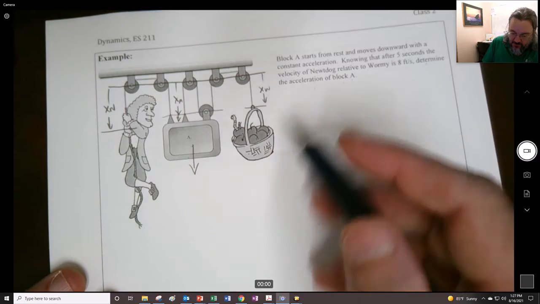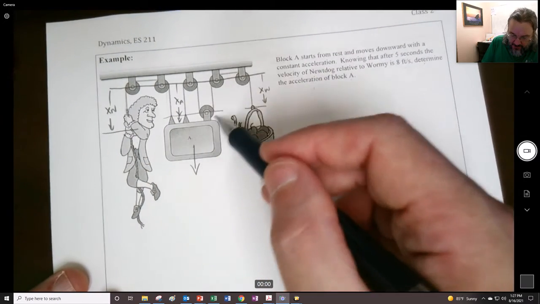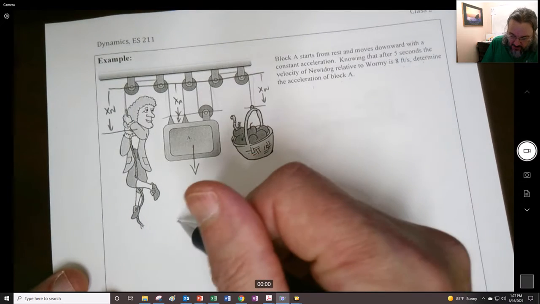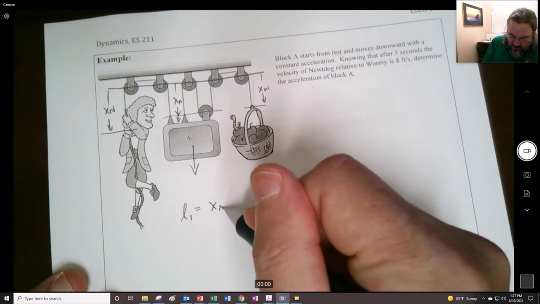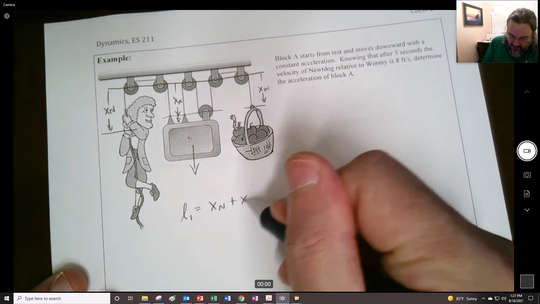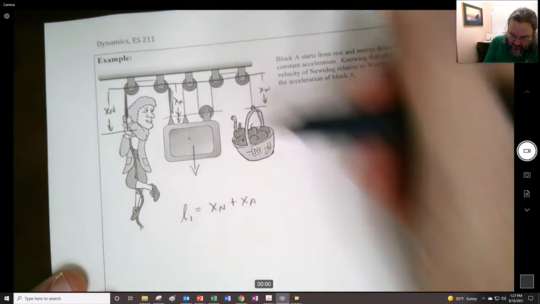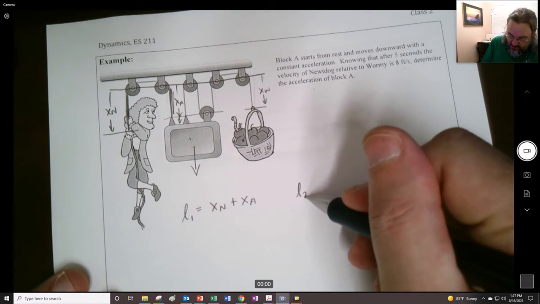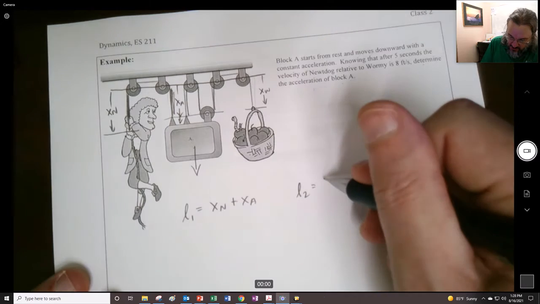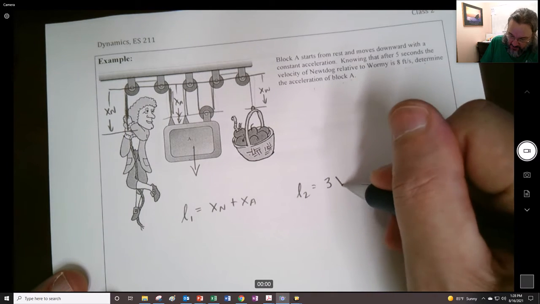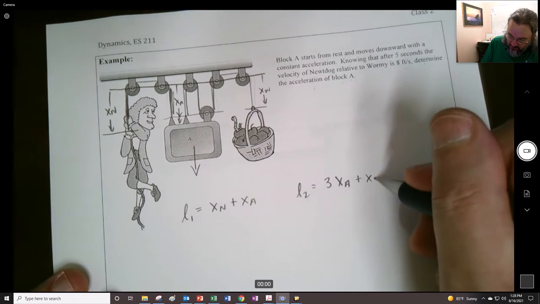So let's figure this out. You see that there's two ropes. There's one rope, and then here's the other rope. So let's write out the two equations for the two ropes. The length of the rope is going to be xn plus xa, right? There's only this length and that length right there. For the second rope, we're going to go this length, and this length. So there's three. Did I do that right? 3 xa's, and then there's 1 xw.